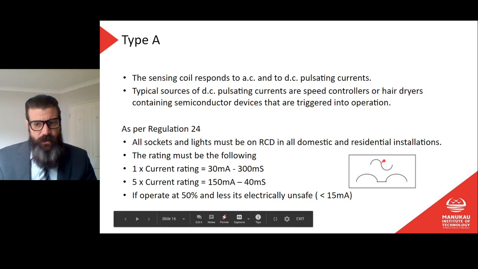This little symbol here is a symbol for AC and pulsating DC. So that's the type A type. AC and pulsing DC. That's literally a diagram of what rectified DC, half-wave rectified DC, looks like.